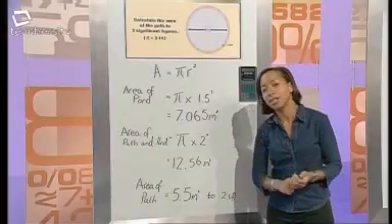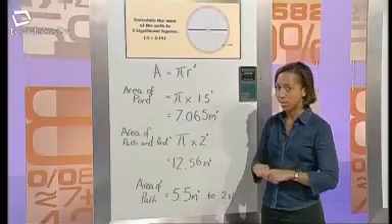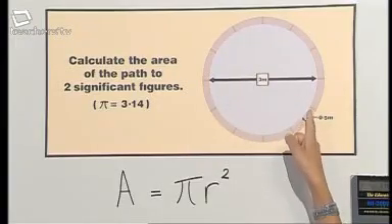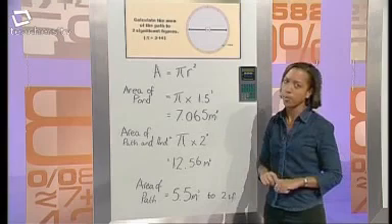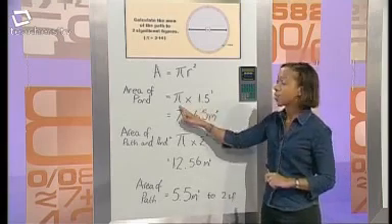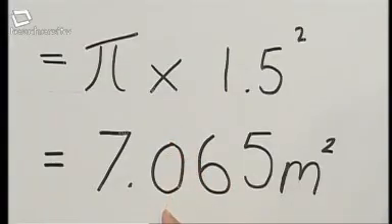I also started by finding the area of the pond using A equals pi r squared. The diameter of the pond is 3 metres, so the radius is 1.5 metres. 1.5 squared multiplied by 3.14 is 7.065 metres squared.